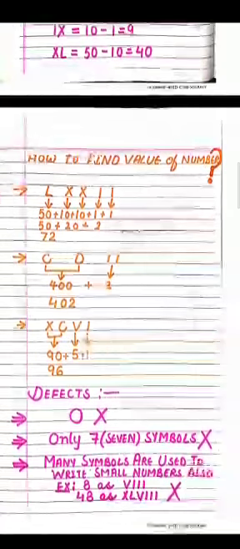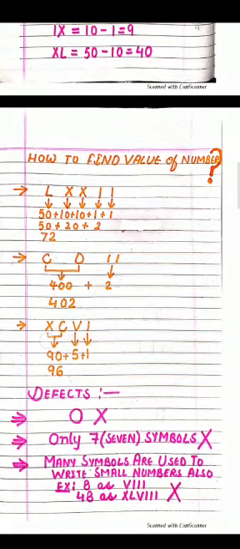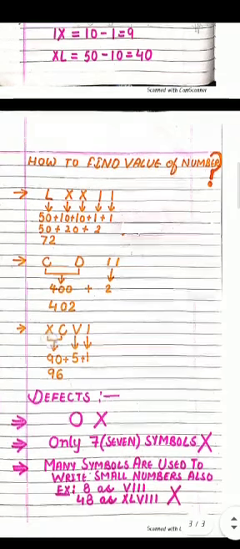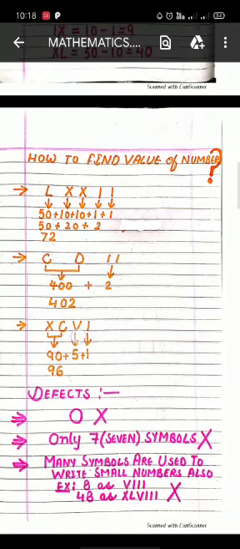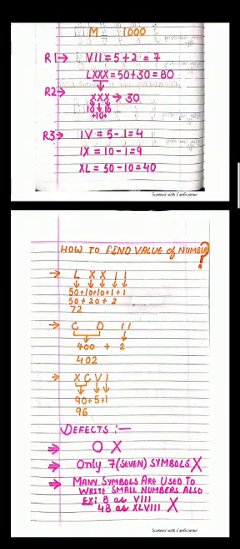Next, C means 100 and X means 10. The small number is written on the left side of the bigger number, before the bigger number, so it means subtraction. So 100 minus 10 gives 90, and V I, V means 5 and I means 1, so it gives us 96. So this is the way we will find the value of the numbers. There are some defects of the Roman numeral system. So let's go through that also.